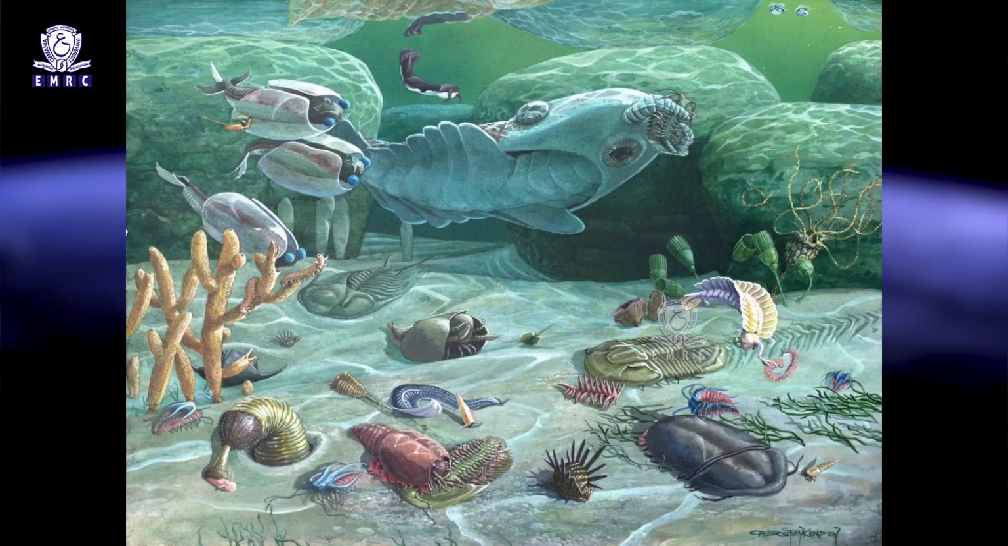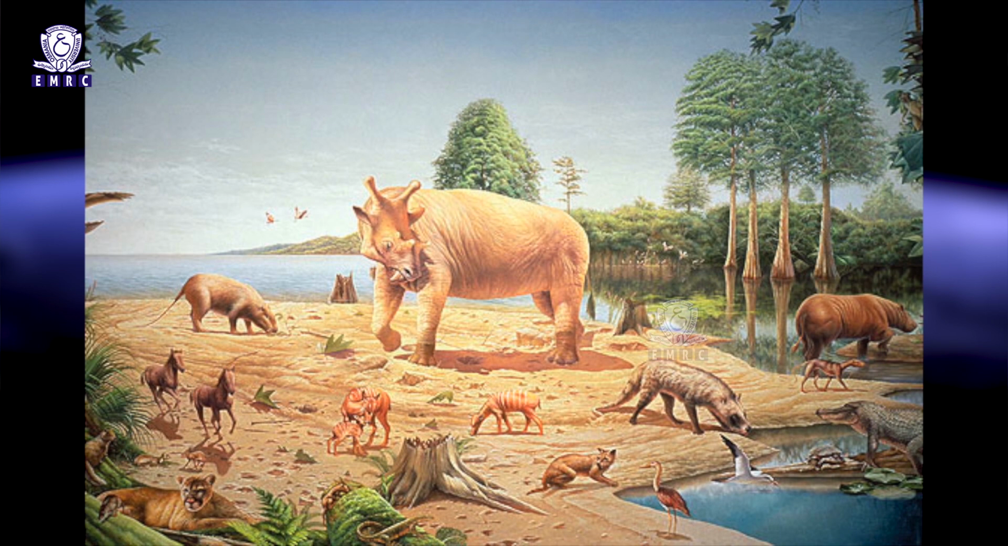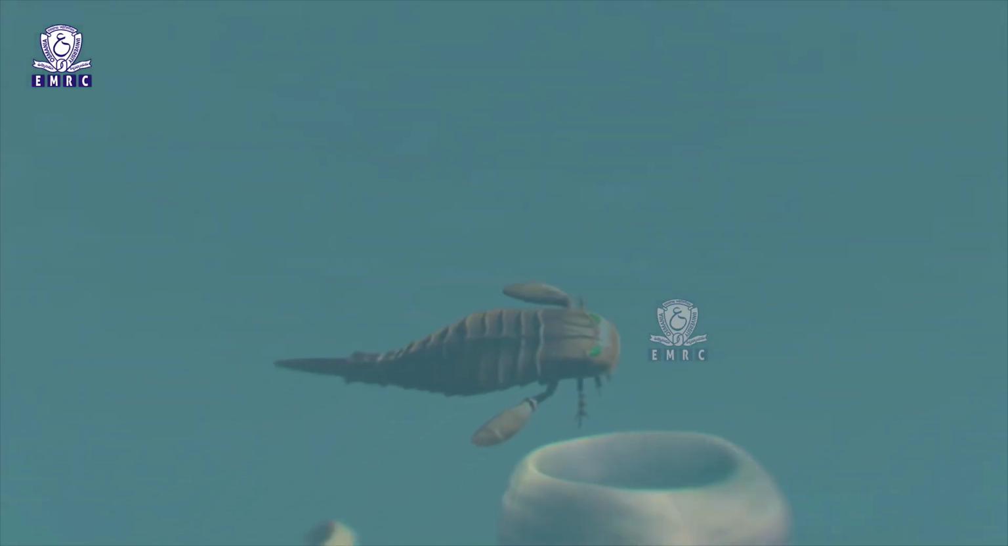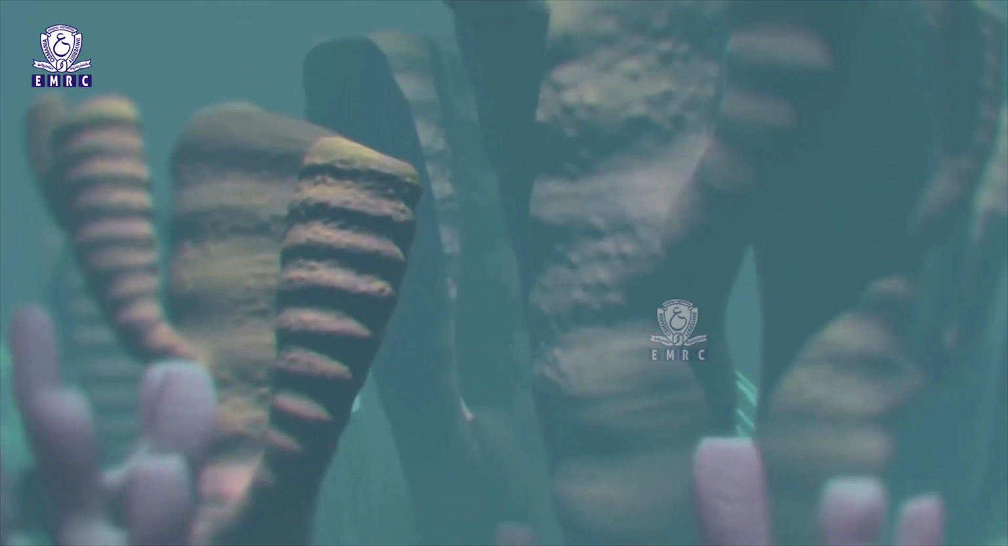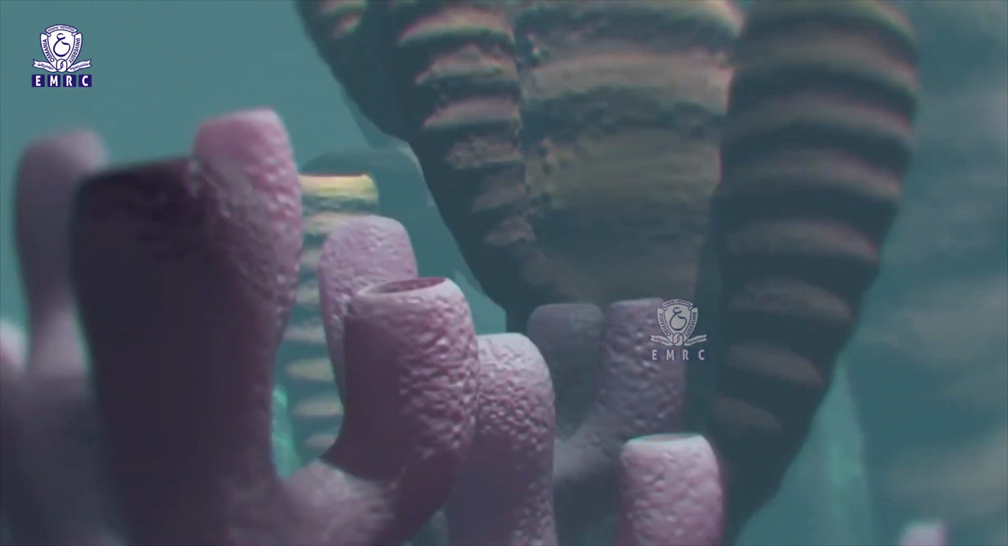Mesozoic means middle life. The term is from the Greek prefix meso, meaning between, and zoon, meaning animal or living being. It is one of the three geological eras of the Phanerozoic eon, preceded by the Paleozoic, that is ancient life, and succeeded by the Cenozoic, that is new life. The Mesozoic era is also called the Age of Reptiles.